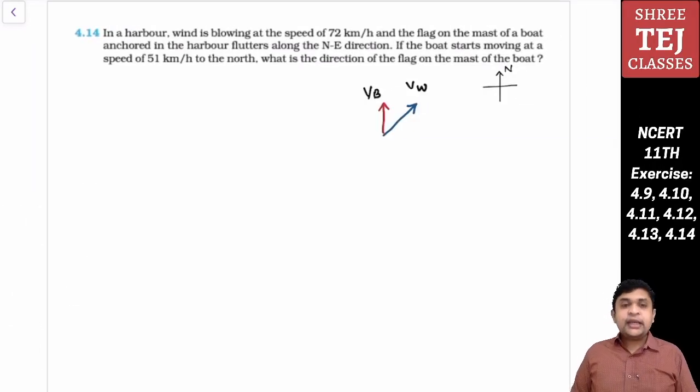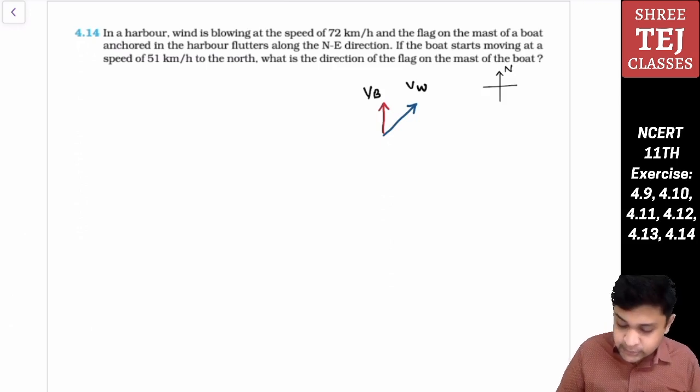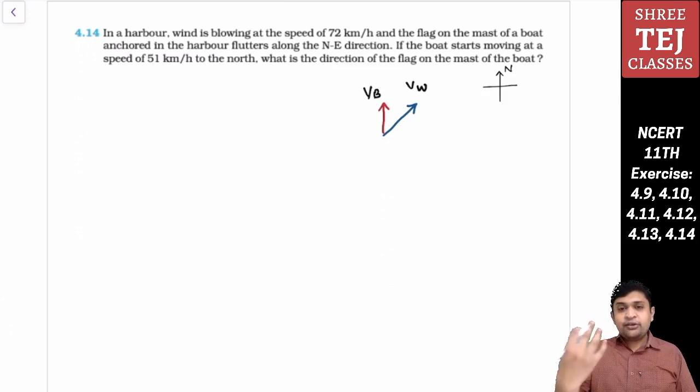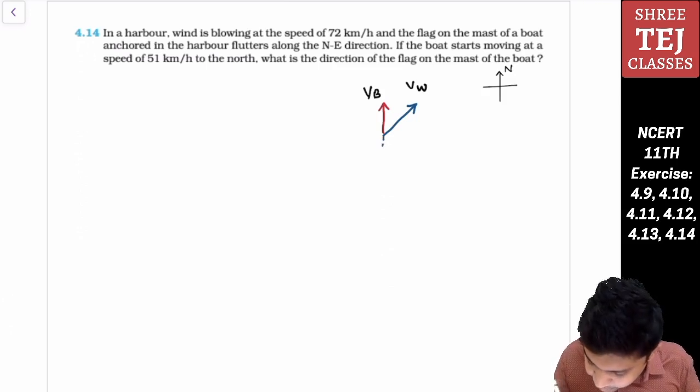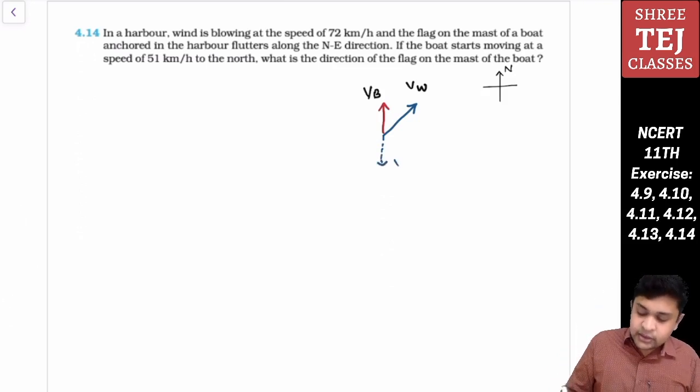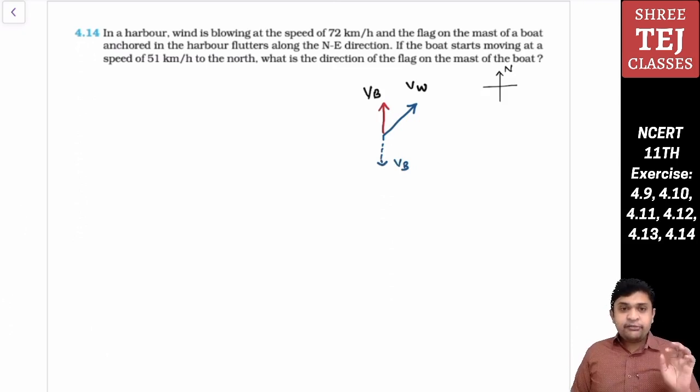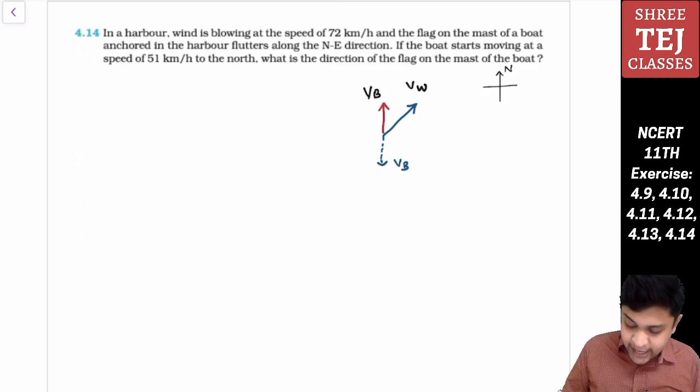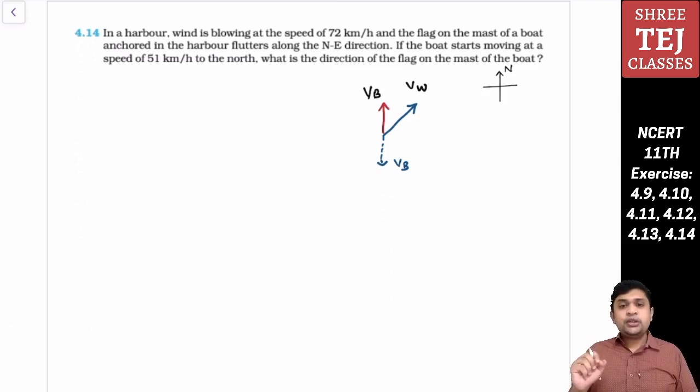Question 4.14. In a harbor, wind is blowing at a speed of 72 kilometers per hour, and the flag on the mast of a boat anchored in the harbor flutters along the northeast direction. So wind is in the northeast direction. If the boat starts moving at a speed of 51 km per hour to the north, the flag will now experience wind from north towards south, which would be the same as the speed of the boat. That would be the wind experienced now by the flag. We have to find the direction of the flag on the mast of the boat, the net new direction. So we have to add these two velocities.